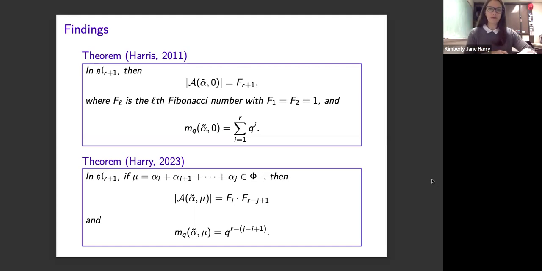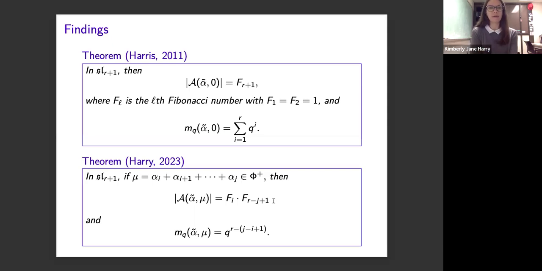And so what I found out was, when I'm looking at my alternation set, I actually get a product of Fibonacci numbers. I get the ith Fibonacci, and the i is coming from the fact that I'm picking my alpha sub i here. So if I have my positive roots, I know my i based off of the first term of the positive root, and then it's multiplied by the r minus j plus 1 Fibonacci. So r is coming from what type we are looking at. j is coming from the last term of the positive root, and then plus 1. So I found that that was a product.